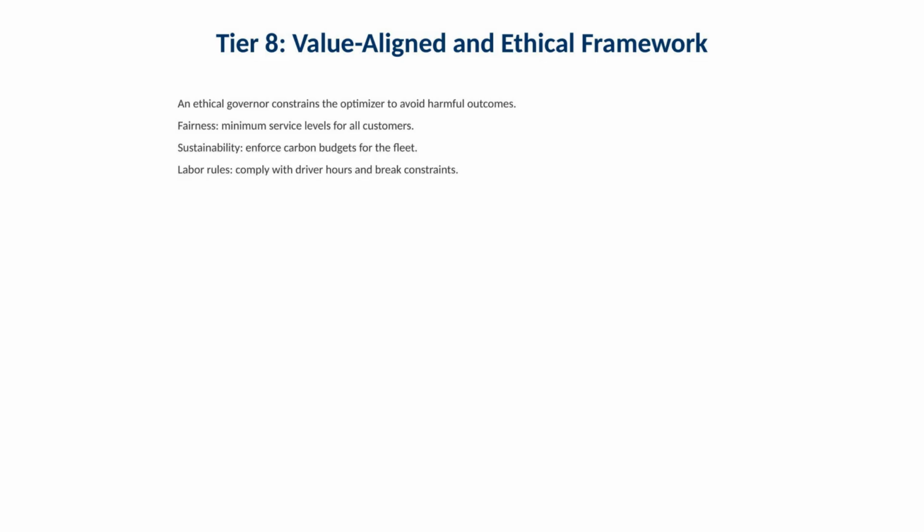As systems become more autonomous, you need value alignment. An ethical governor constrains the optimizer so it cannot sacrifice fairness, sustainability, or labor compliance for marginal cost savings. For example, fairness constraints prevent systematically neglecting remote clinics. Sustainability constraints enforce fleet carbon budgets, and labor rules protect driver safety and compliance.